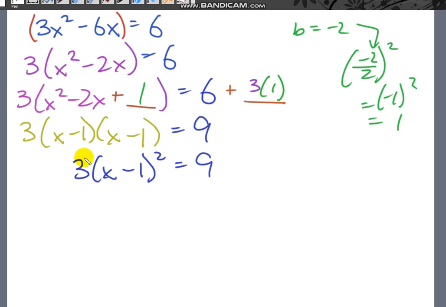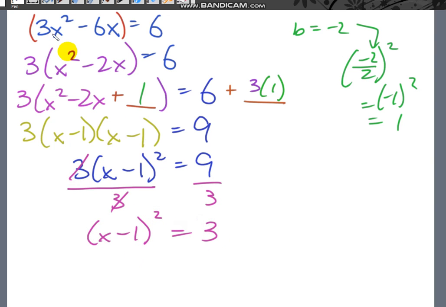Next, what we want to do is get x by itself. So in order to get x by itself here, we can go ahead and divide both sides by 3. Dividing both sides by 3 gets rid of the 3 here, and we do 9 divided by 3. So x minus 1 squared equals 3.